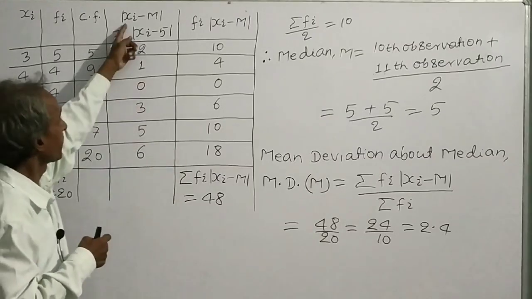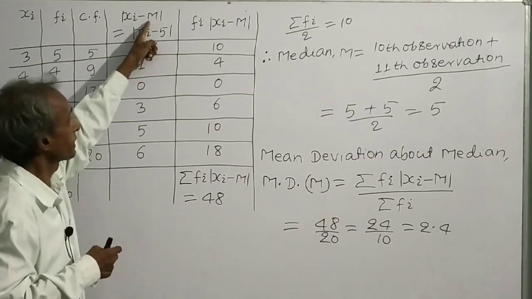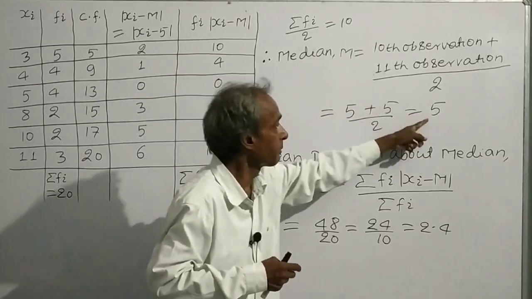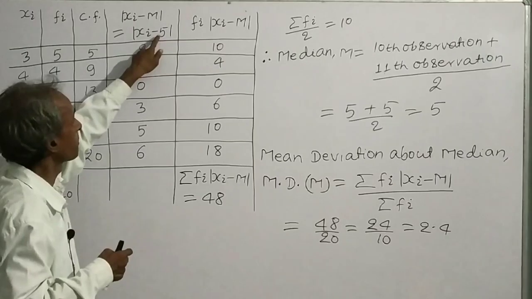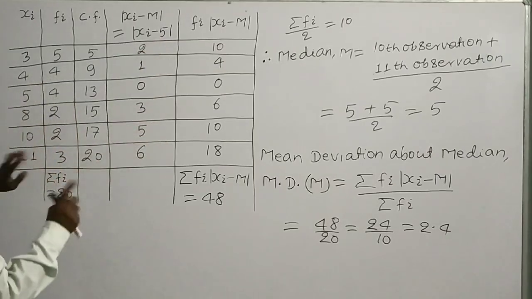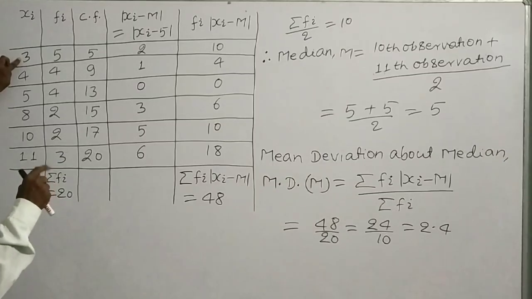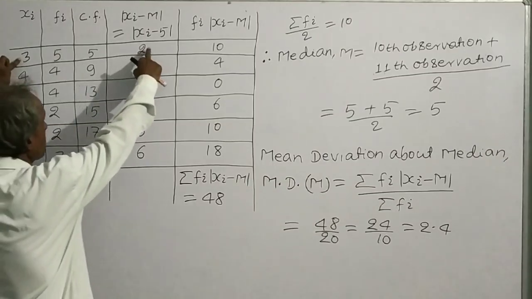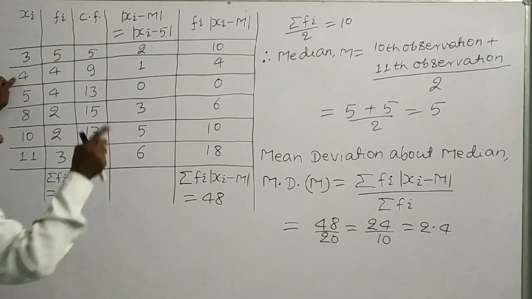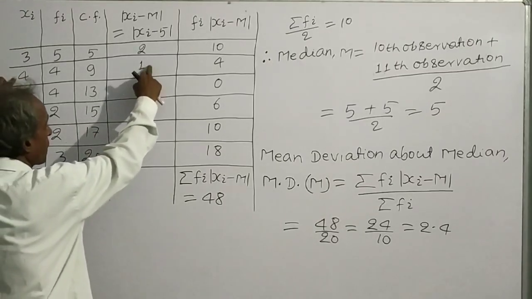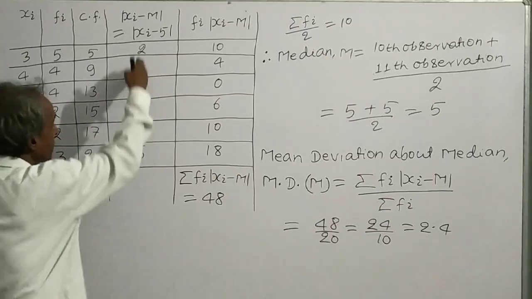Now we find mod of xi minus M. Since M is 5, therefore we will find value of mod of xi minus 5. 3 minus 5 will be minus 2, and mod of minus 2 will be 2. 4 minus 5 will be minus 1, and mod of minus 1 will be 1. In this way, we write numbers in this column.